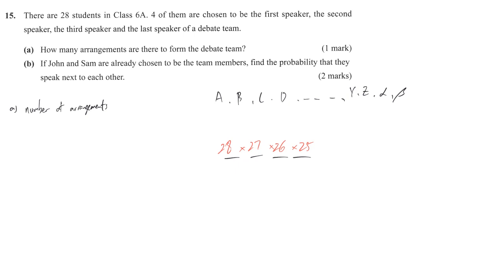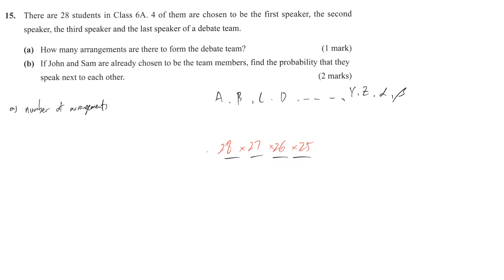For example, if we choose A, B, C, D, is that different from if we choose A, B, D, C? This one has C as the third, while this one has C as the fourth. Under this setting, we think that these two are different outcomes. So there are no duplicate cases. We don't need to divide by anything. So basically, this is the part A answer.